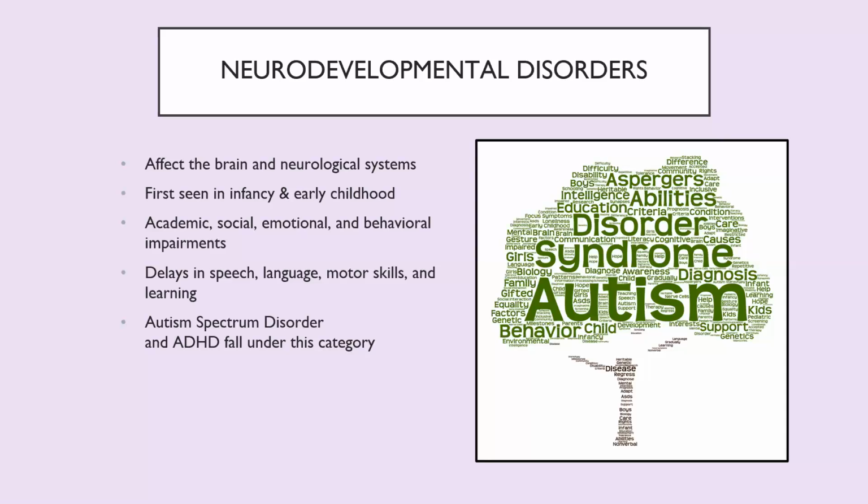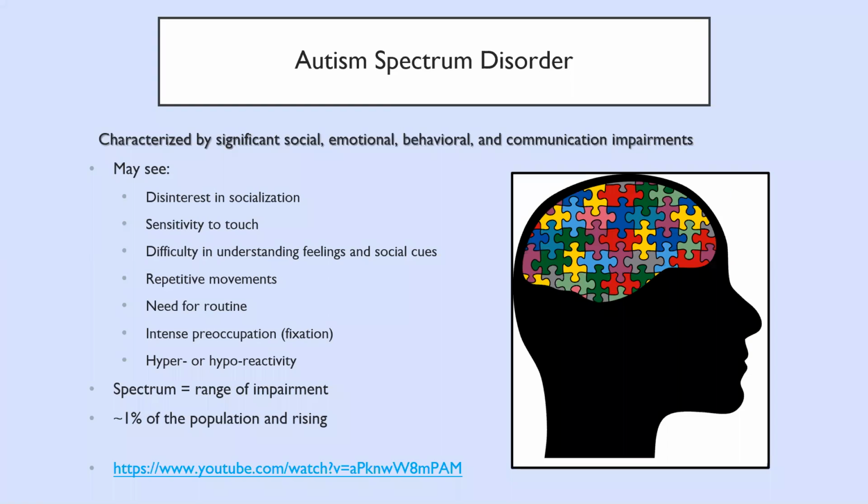These tend to be, like I said, biologically based, so they can be lifelong, but often children, as they grow up, learn to compensate for the disorders, so they might learn to manage their symptoms better, or they can change and fade as you age. So the very first disorder we're going to talk about is Autism Spectrum Disorder. And this is characterized by those social, emotional, behavioral, and communication impairments.